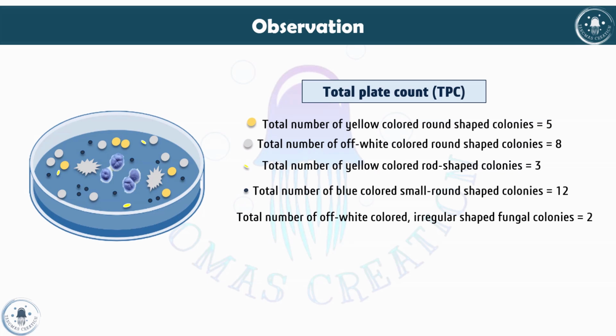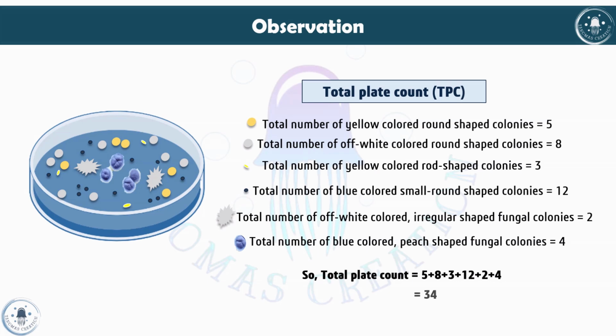And besides this, there are also fungal colonies present, where off-white colored irregular shaped fungal colonies are present. They are 2 in number. And blue colored peach shaped fungal colonies are present, which are 4 in number. So the total plate count is the addition of all these types of colonies based on their morphological characteristics. Now if we add it, we will get a total of 34. So here we can say that the total plate count is 34. Okay, so this is how the spread plate is done from an unknown sample.